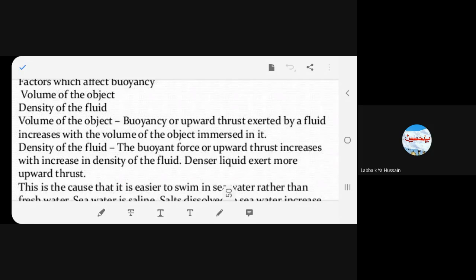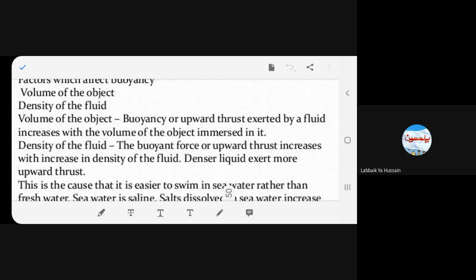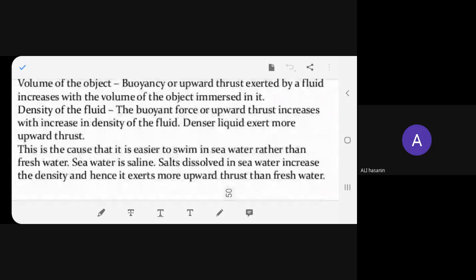Let's see density. Upward thrust increases with increase in density of the fluid. A denser liquid exerts more upward thrust. So it is directly proportional. Dense liquid, more thrust.